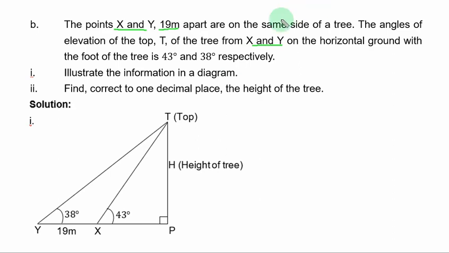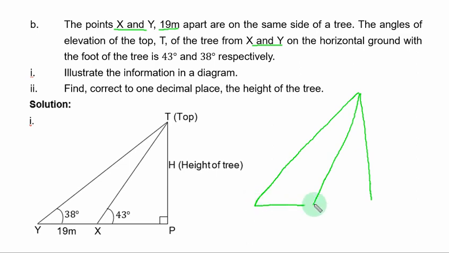So you have the solution. Let's take this as the tree, and the question stated that the points S and Y are on the same side. So let's take this as one of the points, and this as another point. This is the tree level, or foot of the tree. Now you must consider this place, very important.